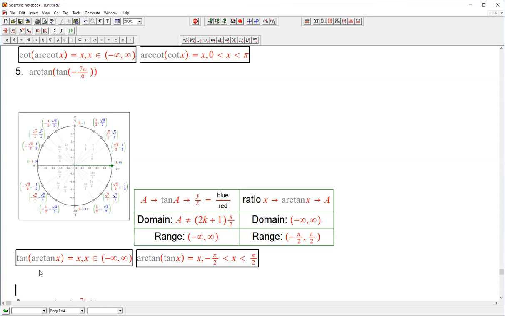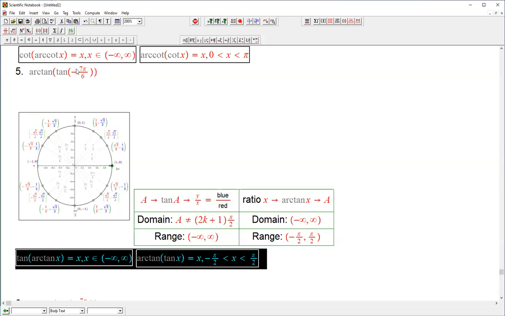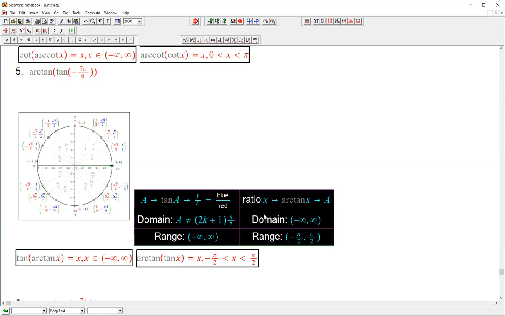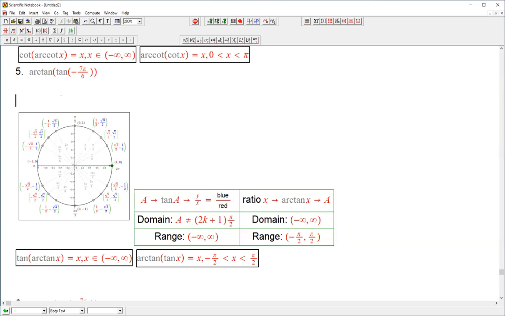Well, as a matter of fact, none of these two apply because it's negative 7 pi over 6, right? So none of the perks apply. Since none of these perks apply, the only thing we can use are this information. Okay, so we're going to do it step by step from inside out. Arc10, right? What is 10? Negative 7 pi over 6.